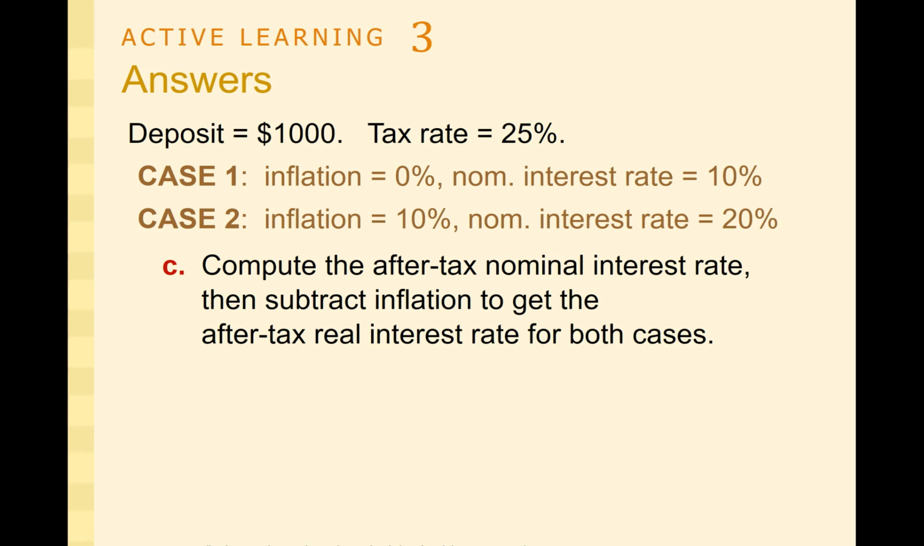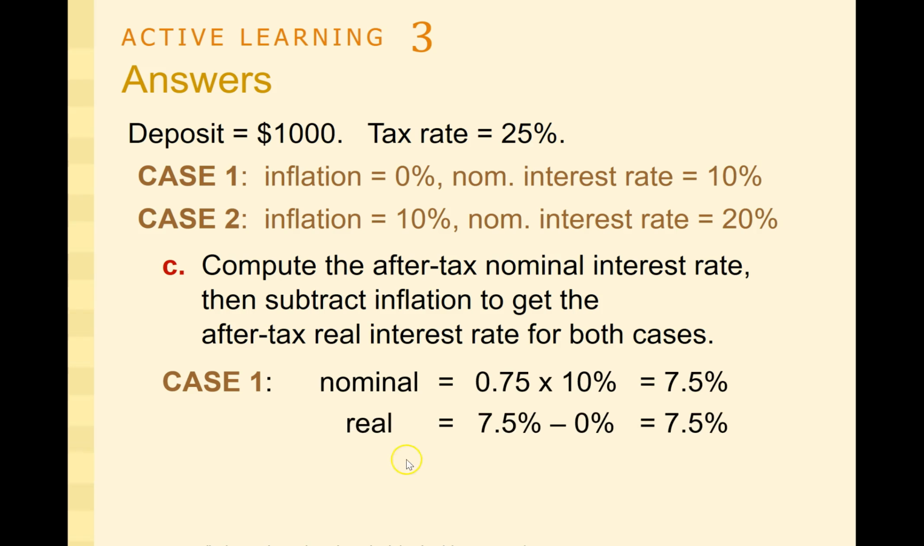In C, compute the after-tax nominal interest rate and then subtract inflation to get the after-tax real, meaning how much you actually keep for both cases. So in case 1, the nominal is 0.75, right? You're keeping 75% times 10%, and you're going to get 7.5%. The real is 7.5%, right? That's 7.5 minus the 0% inflation rate, and so you have 7.5%.